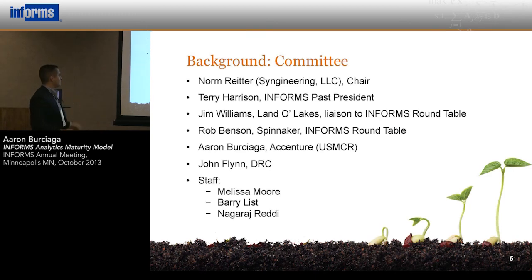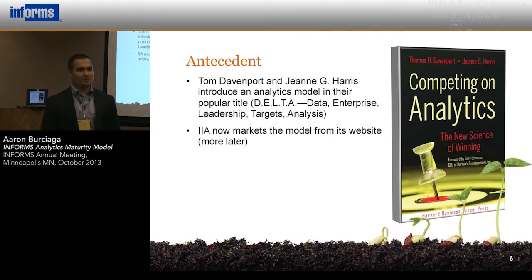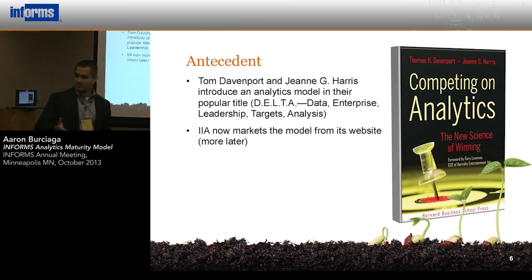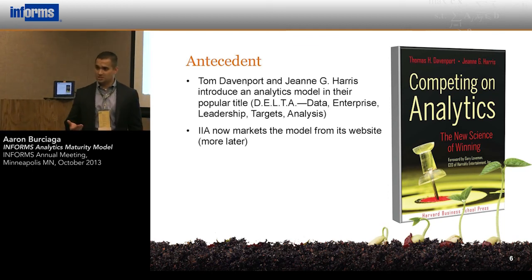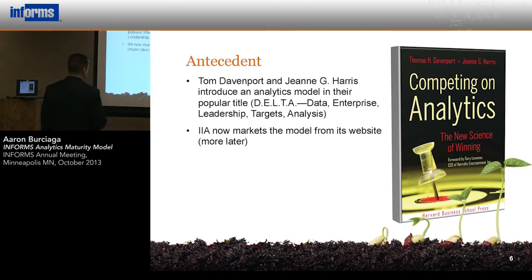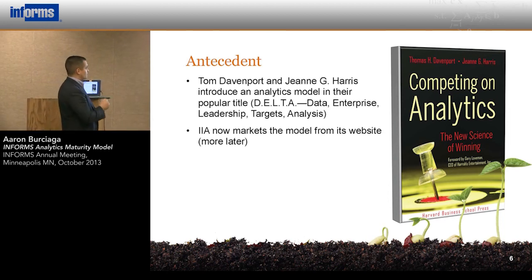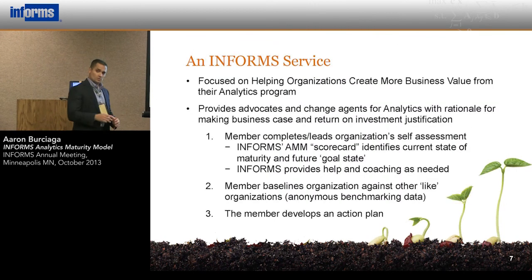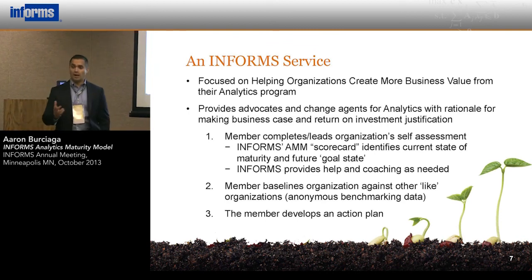Show of hands, who has read this book, Competing on Analytics? Okay, great. It's a good volume. I think it should probably be on the bookshelf of most analysts. In this book, Tom Davenport and Jeanne Harris introduced the DELTA model, which, like Capgemini's and even IBM's model, and a lot of others that you'll see us benchmark ourselves against in forthcoming slides, is a model that's out there. The IIA, the International Institute for Analytics, markets it on their website, and I'll allude to that more later. But the antecedent gives us a great foundation as we did our literature review and looked to our right and left at what the other models are, what they do well, and where we can improve.